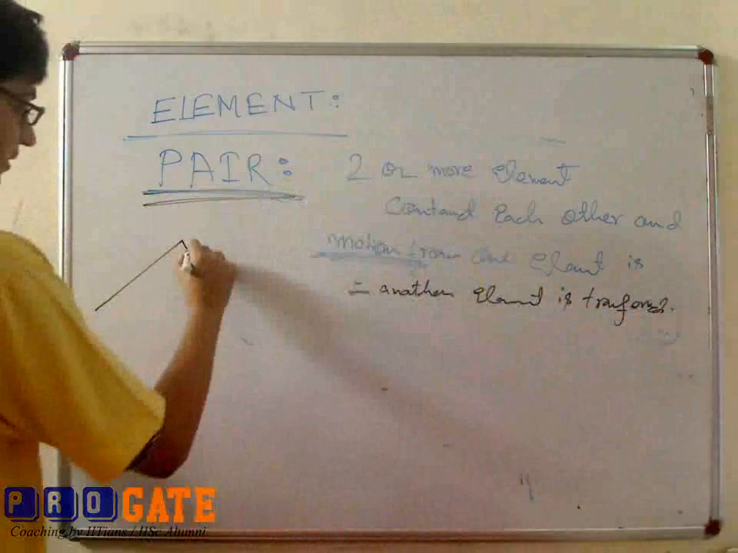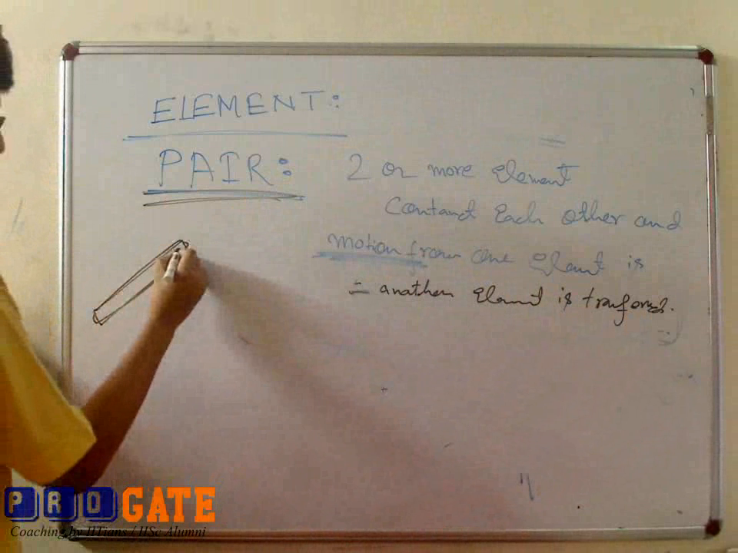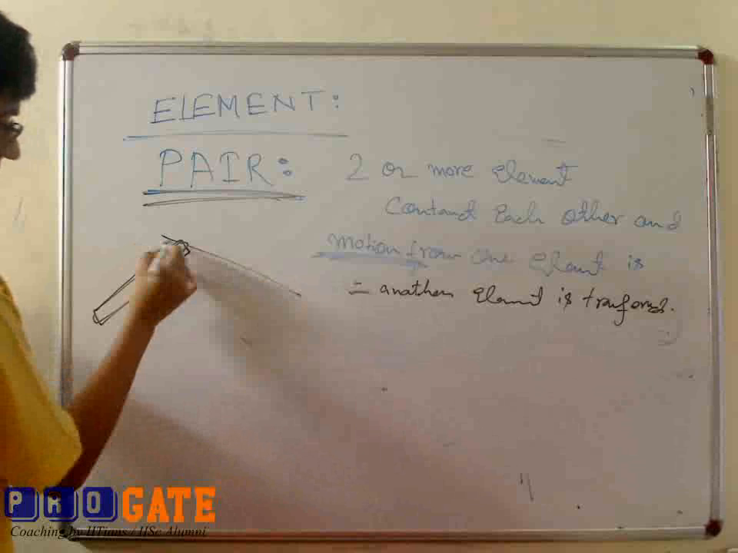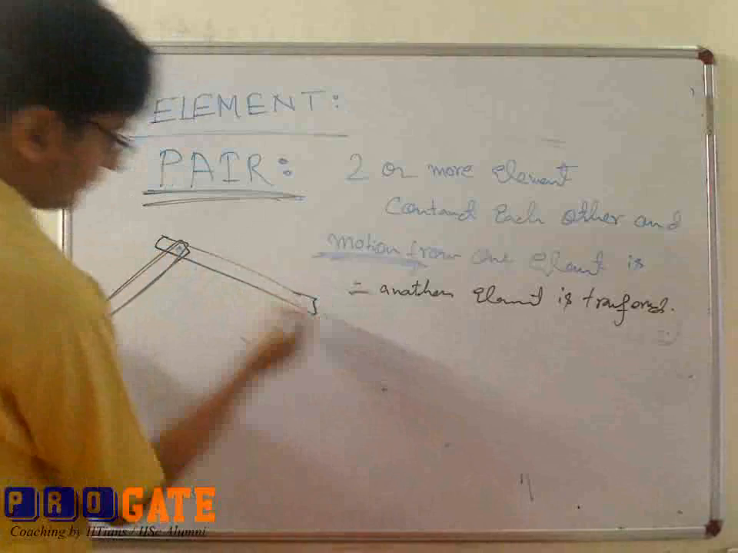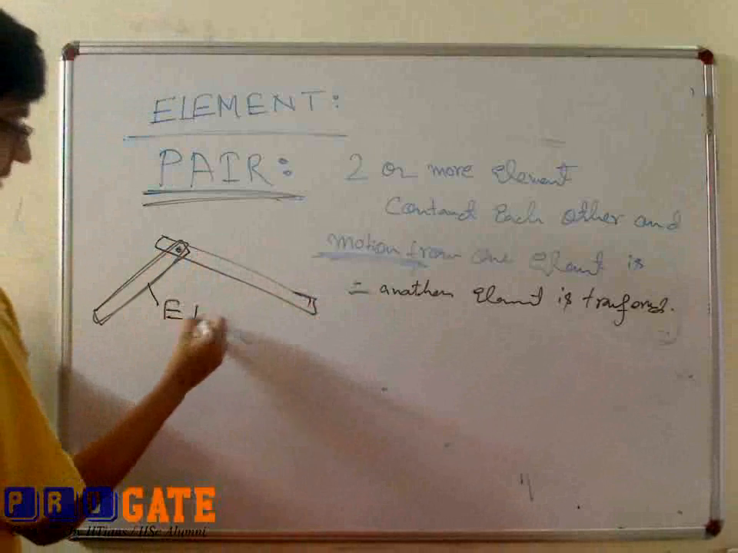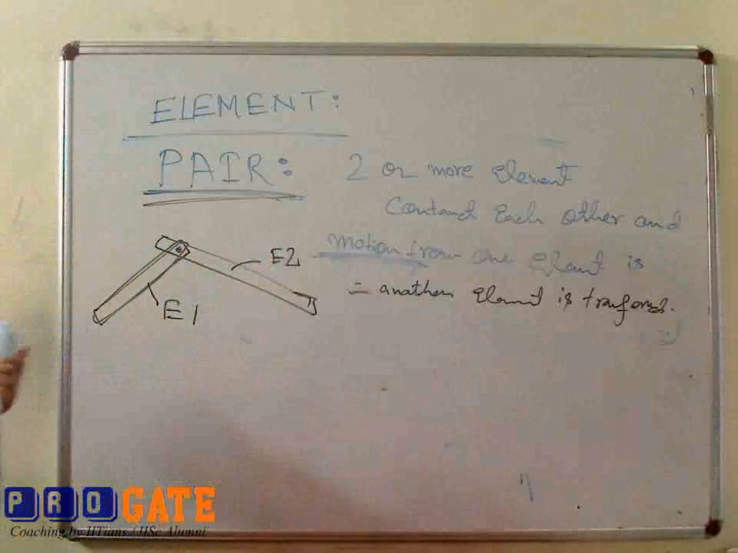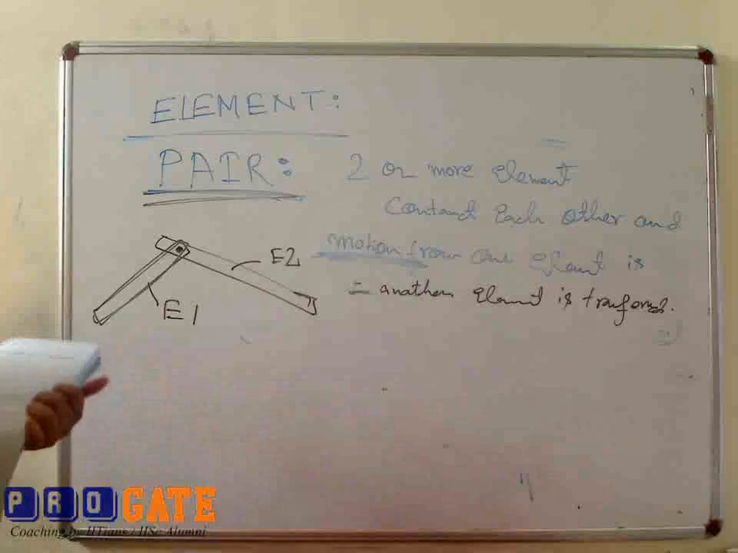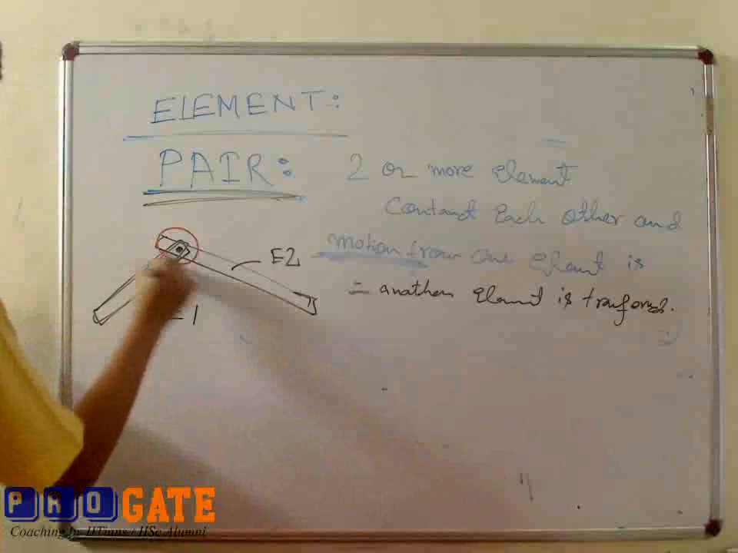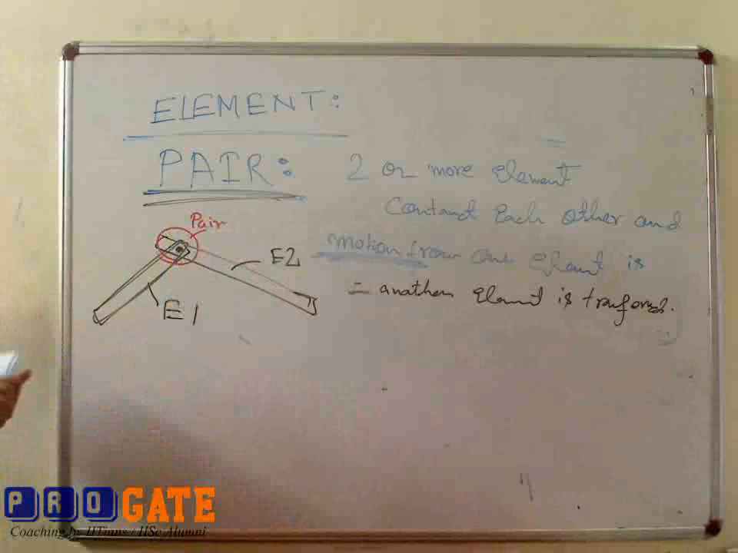So this is a simple element, and in this element we made a hole and joined another element. This is your element 1, this is your element 2. This joint is known as a pair. Later we will discuss the pair in great detail.